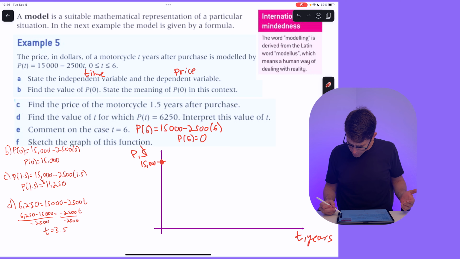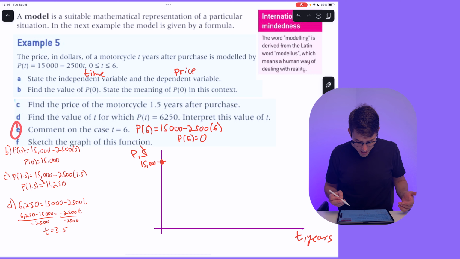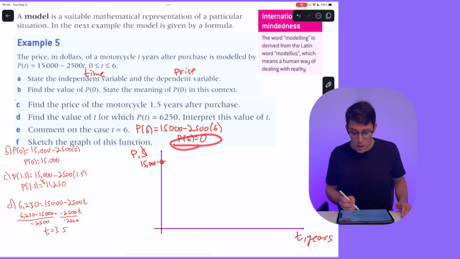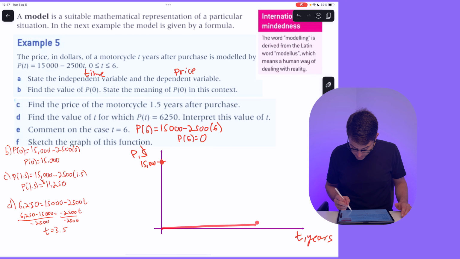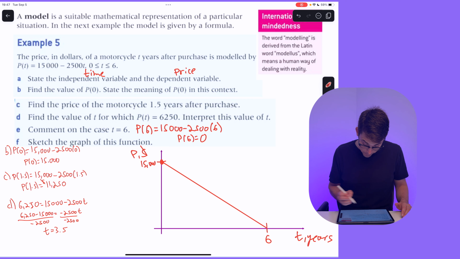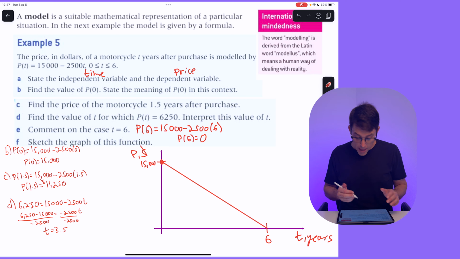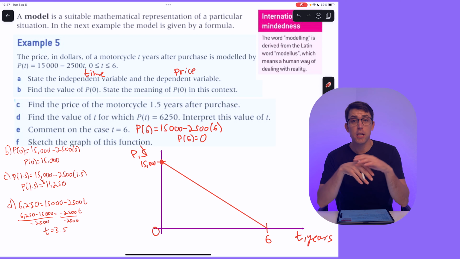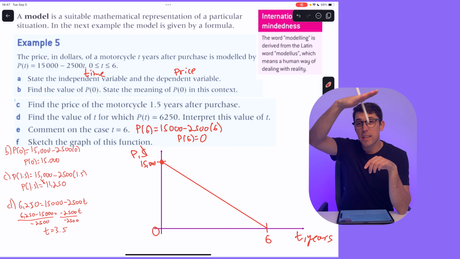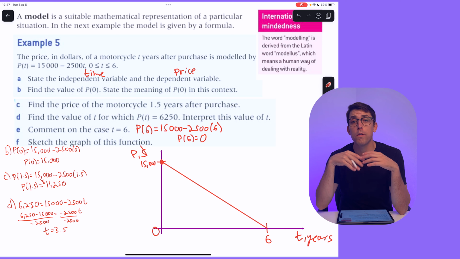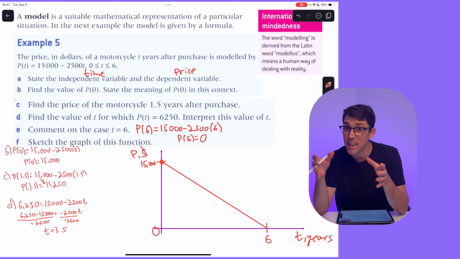And we're actually just given another really easy point with this part E. Comment on the case where t equals 6. Well, when t equals 6, price was 0, meaning that price is going to go all the way down to here where it's 0, and that's going to happen at t equals 6 years. So again, this is not a super official looking graph. It's much more of a sketch, and that's because the problem asked me for a sketch. So what I did is I just showed you that at 0 years, this thing is going to be worth 15,000, and it's going to decline in value constantly over the course of 6 years until it gets to 6, and then it's worth nothing.